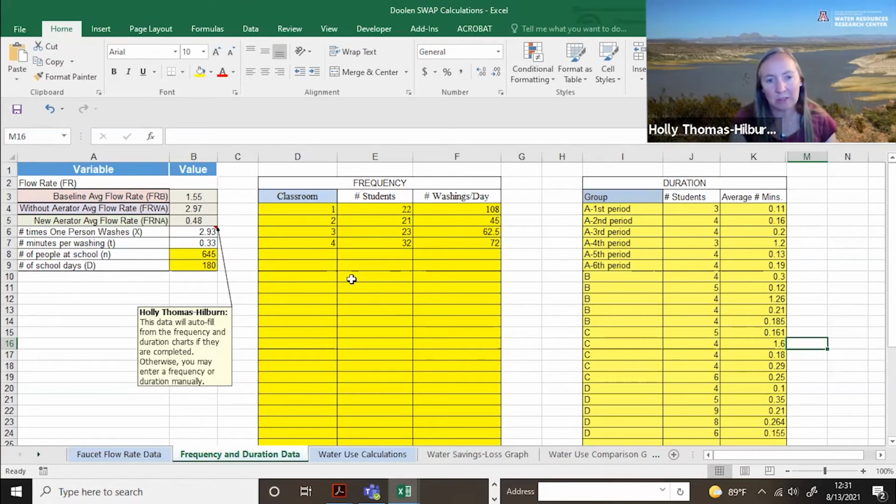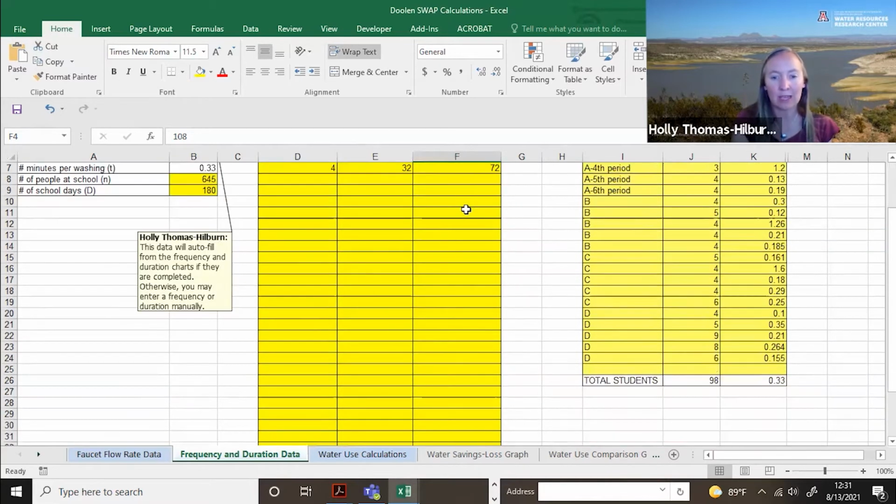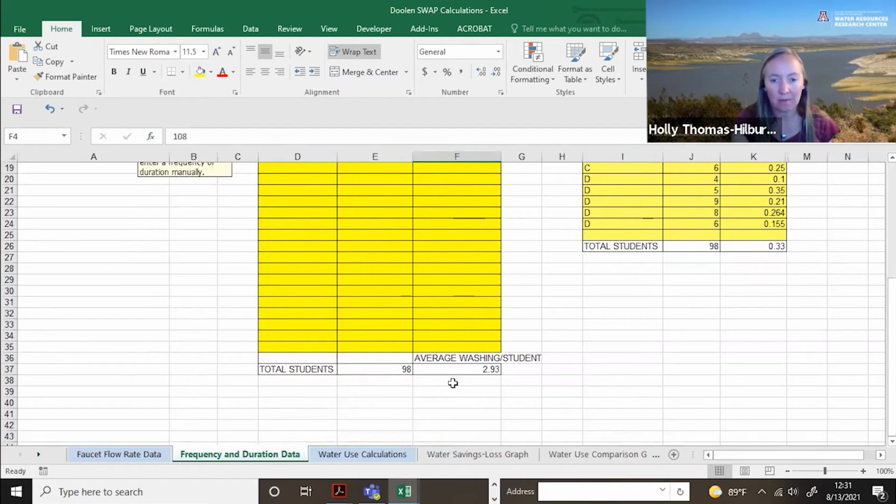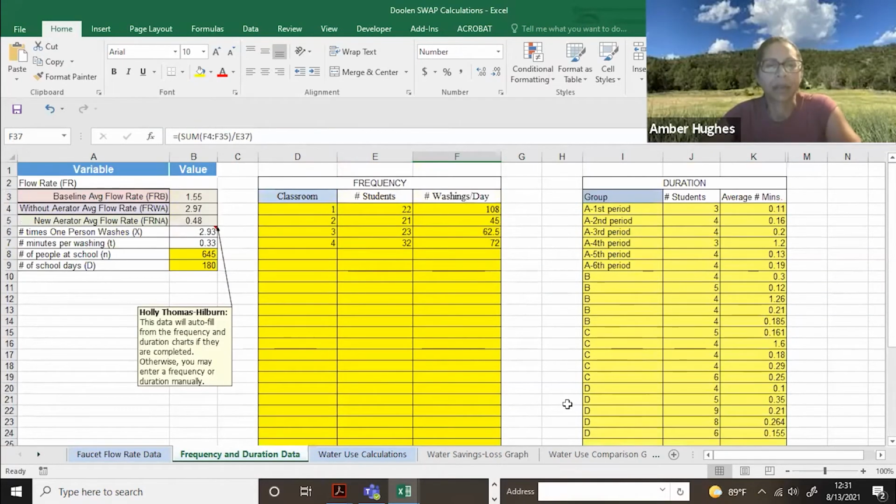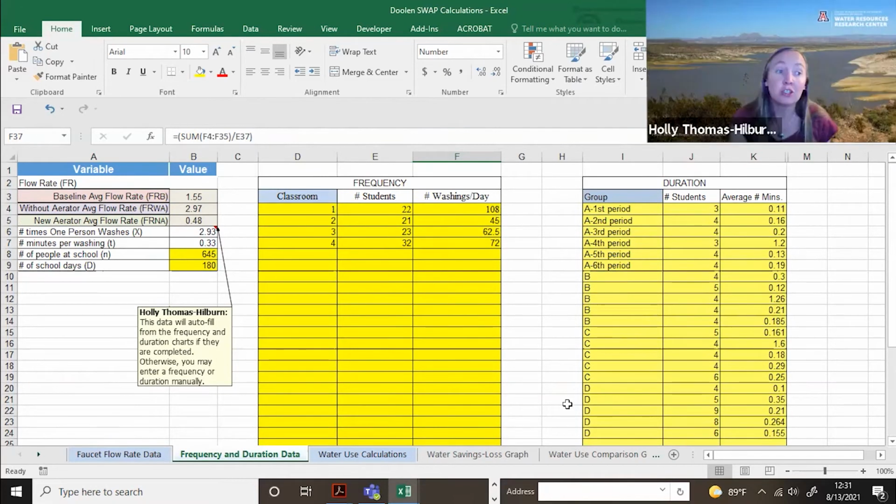This chart is set up so that if you did it as a survey and kids went out to different classrooms and did a quick survey, they would go to the room, they would count the number of students and figure out how many times that class as a total washes their hands in a day. And then it will calculate down here the average, right? It'll take the number of students and the total amount of washes and divide them. And instead of going out to classes, you could do each one of your own classes as well.